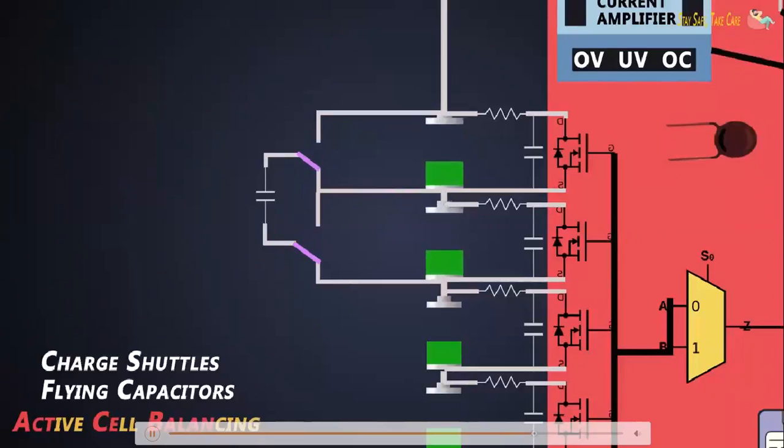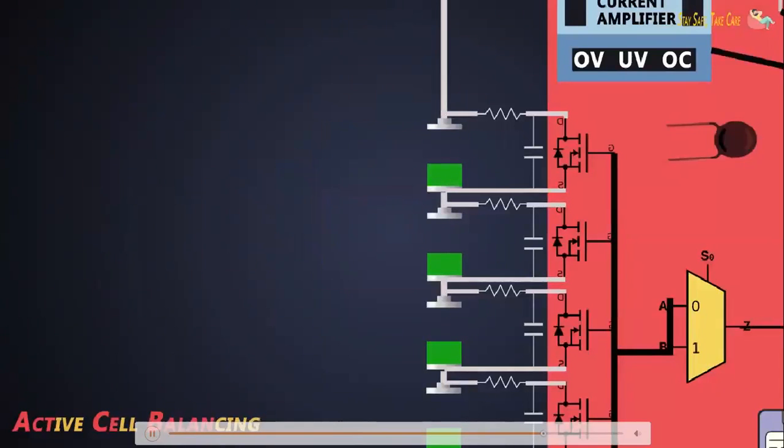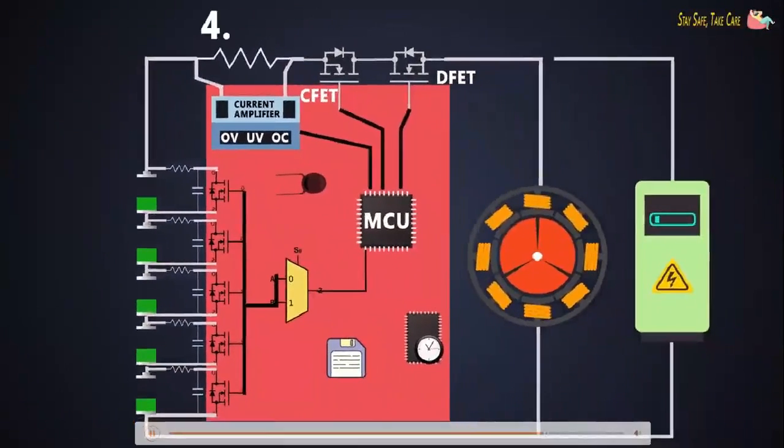The problem with this method is that the charge can be transferred only between adjacent cells. Still, it is better than passive balancing. There are many active cell balancing techniques, and this is one of them.